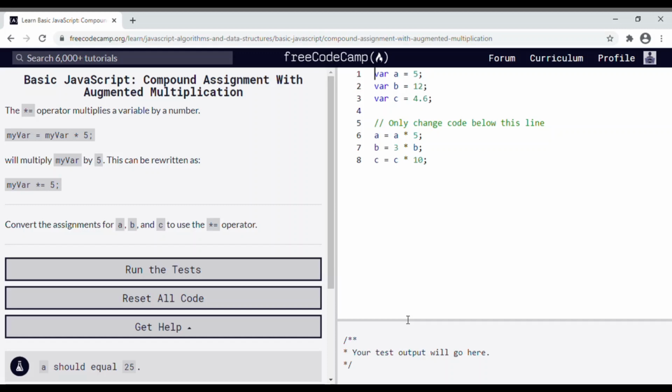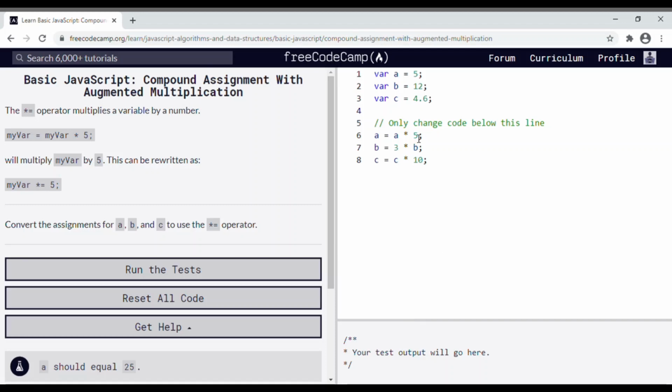So the star equals operator multiplies a variable by a number. My var equals my var times basically 5. Multiply my var by 5. Yeah, this can be written as my var star equals 5. Okay, yeah, so you're doing a similar thing.